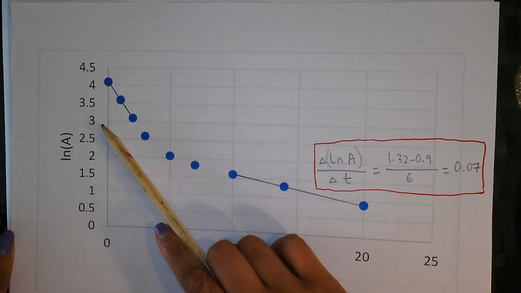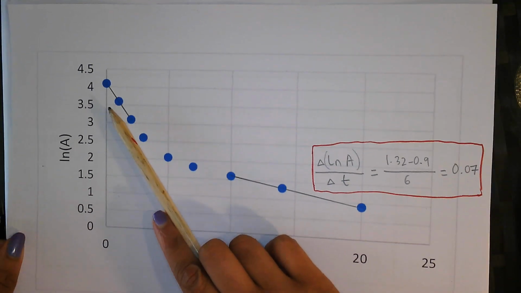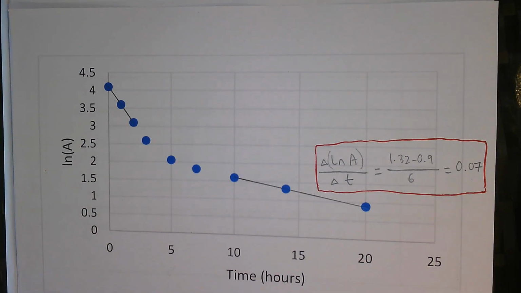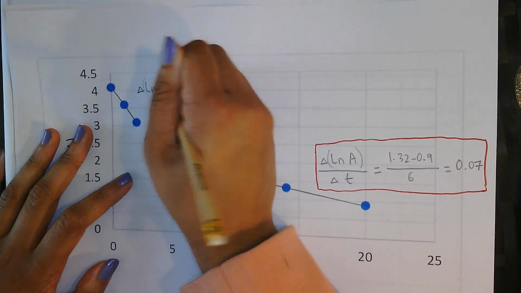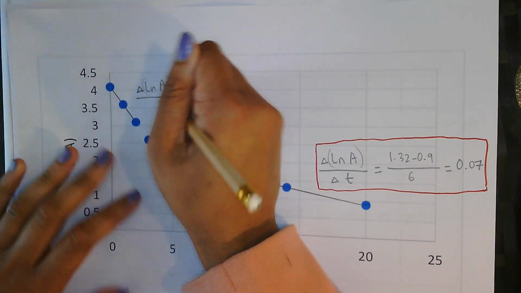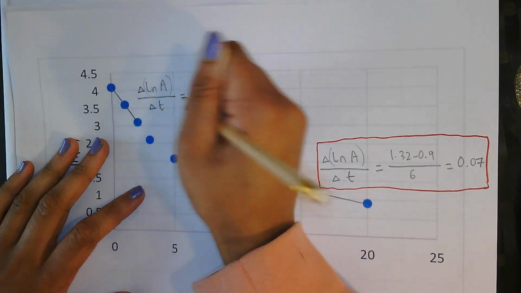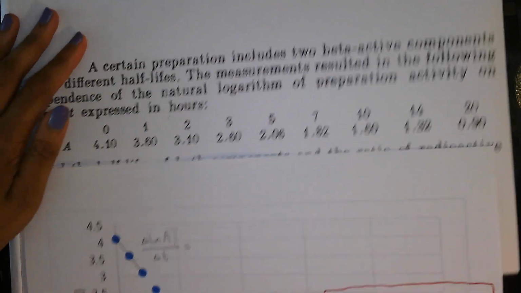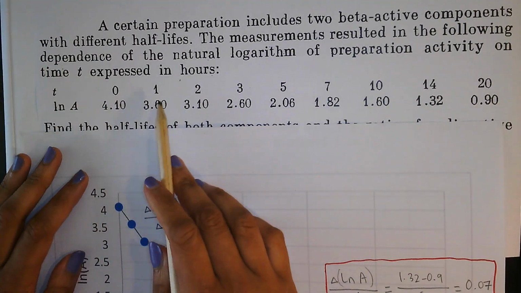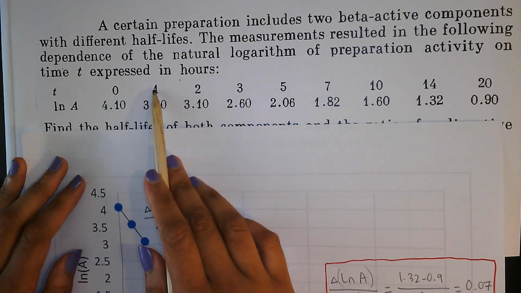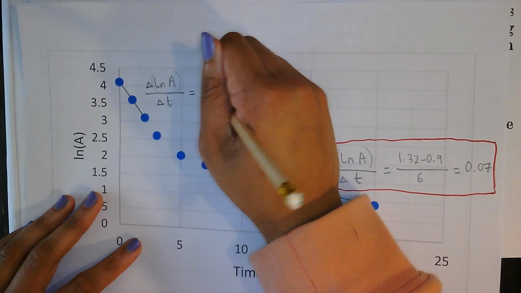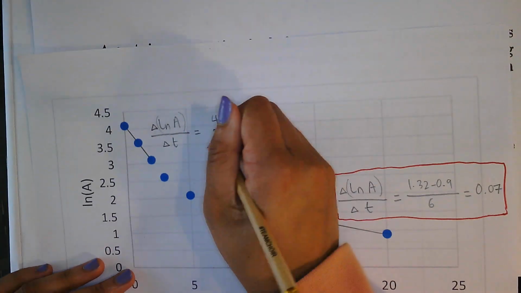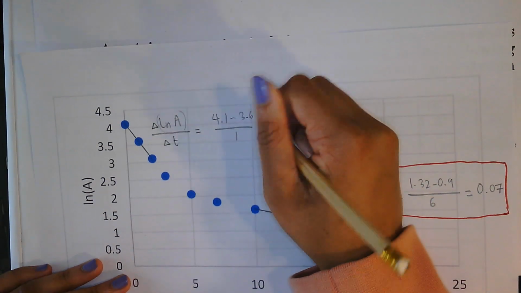So if we do something similar and we work out the gradient of this line here, so delta ln A over delta t, and if I do it between 0 and 1 hours, that's equal to 4.1 minus 3.6 over 1, so just 0.5.